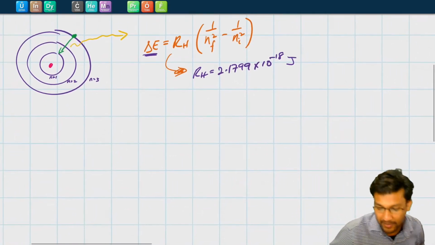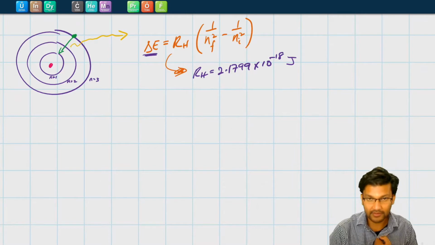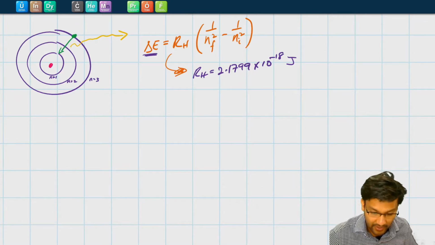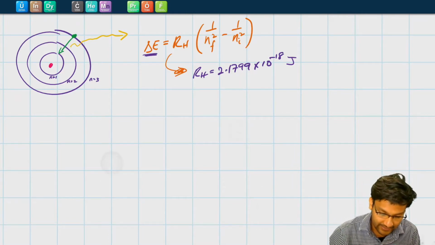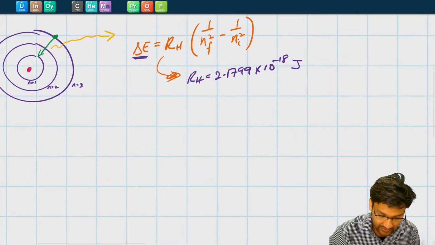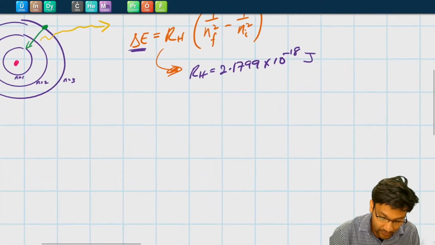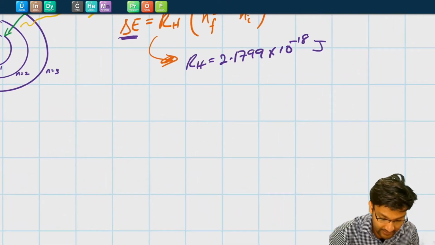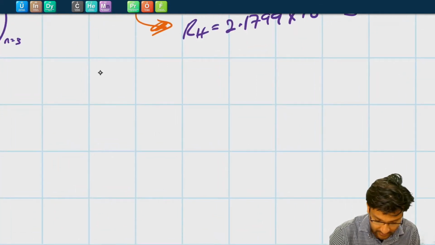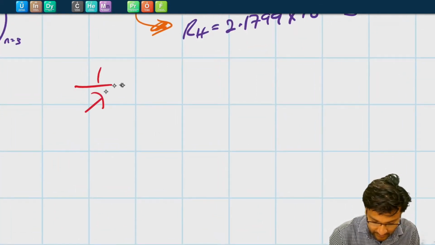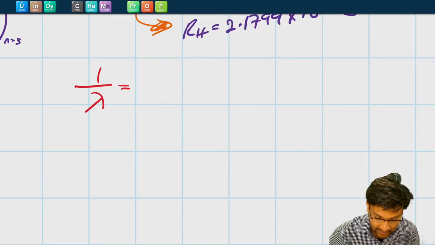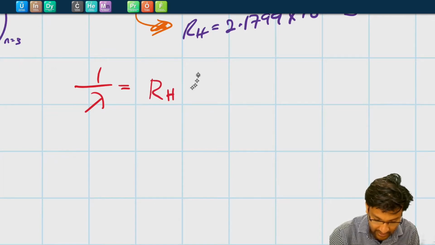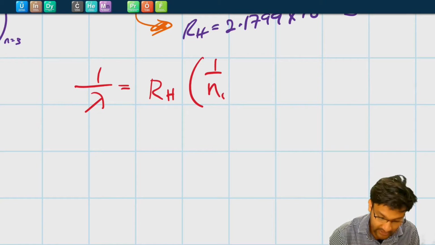In our pre-lab, we're going to use this equation, or a very similar equation, to calculate the wavelengths of light emitted using the Bohr model. And they will write the equation slightly differently, so don't get confused. But they'll write it in terms of wavelength, and so they'll write the inverse of wavelength is equal to RH times 1 over initial value squared minus 1 over final value squared.